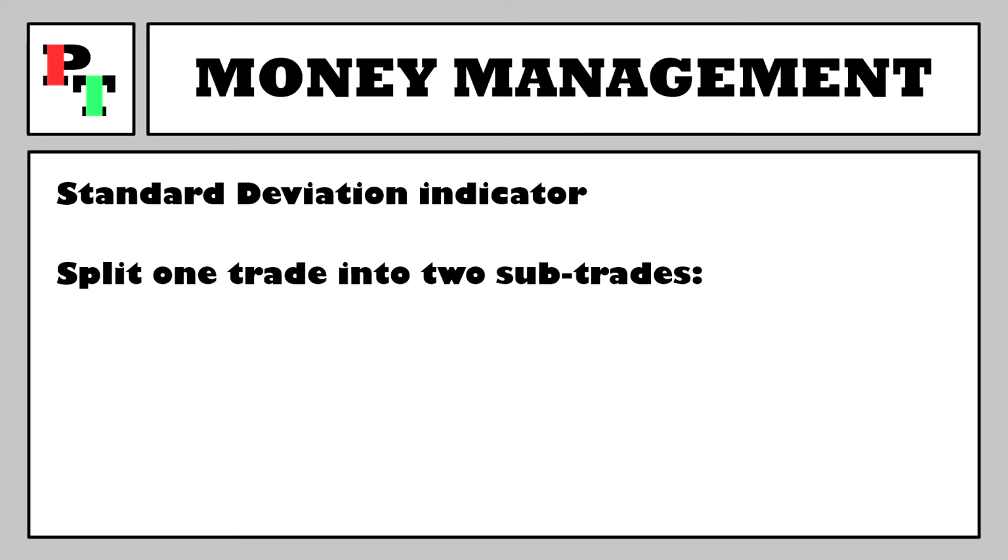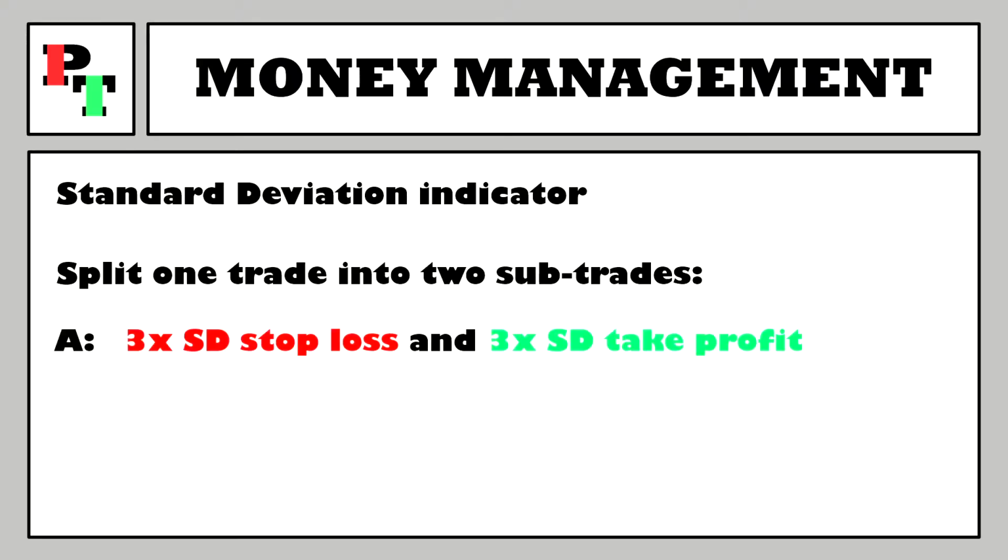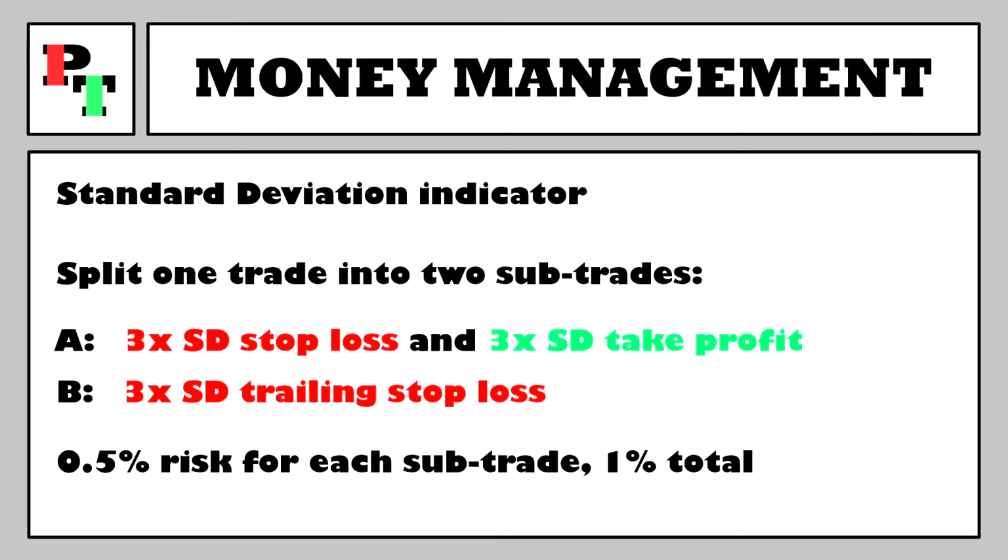So we're going to split each trade into two sub-trades. Sub-trade A will have its stop loss and take profit set at 3 times the standard deviation value. And sub-trade B, we are also going to use a 3 times standard deviation stop loss, but it will be a trailing stop loss. Each of those sub-trades will then be loaded with a 0.5% capital risk, meaning that we have a 1% total capital risk on every trade we take.